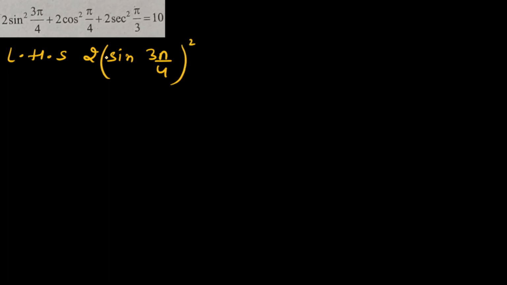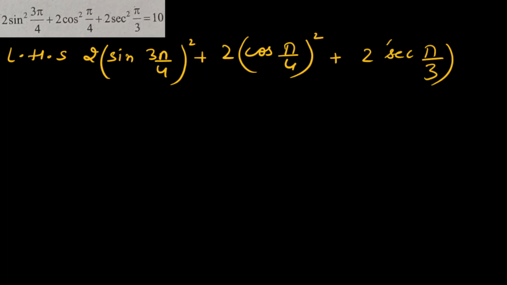Don't include this 2, only on the trigonometric function you have to write whole square, plus 2 cos pi by 4 whole square, plus 2 secant pi by 3 whole square. Whenever on a trigonometric function the square is there, that means it is whole square. So this thing we have to simplify and the answer should be equal to 10.